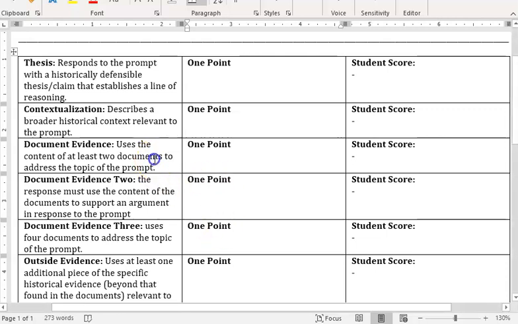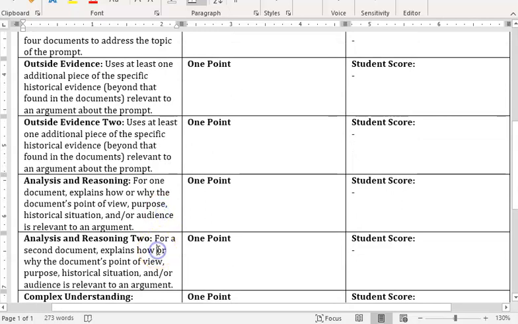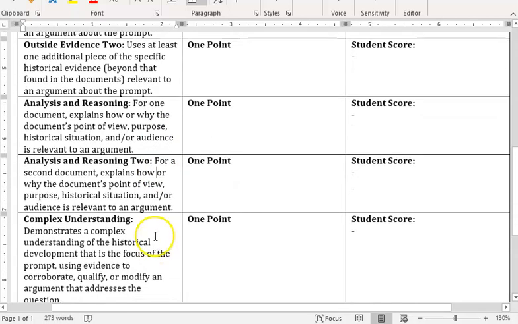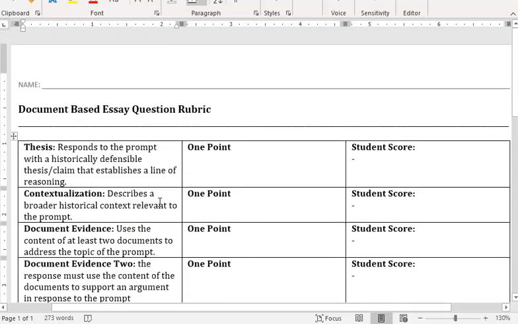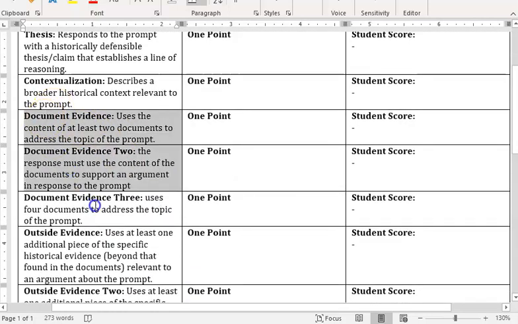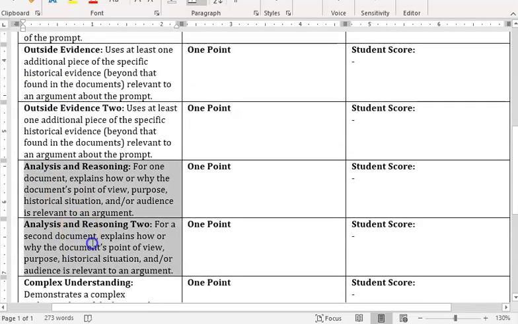Okay, but use 2 documents, get a point. Use 4 documents, you get another one. Explain 2 documents, get 2 points. Outside evidence, we'll talk about that in a minute. Analysis and reasoning is explaining a document. We'll come back to that. Complex understanding really just means like, did you put together a good paper? And you get a point for that. So the rubric's out of 10 points. Okay, so let's go to document evidence. Let's talk more about some simple document evidence, and then we'll talk about analysis and reasoning too.